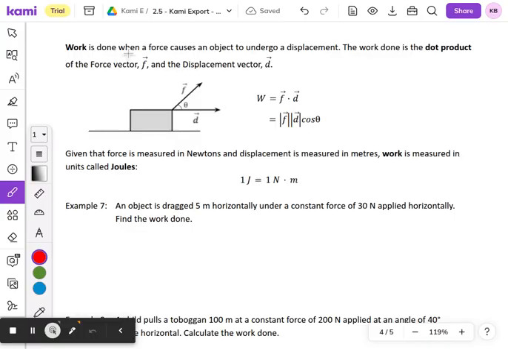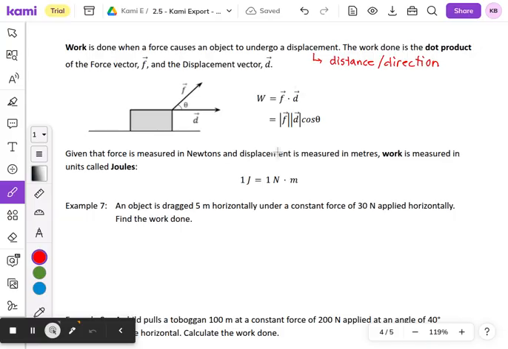Okay, so it says here work is done when a force causes an object to undergo a displacement. Now remember, a displacement is a distance in a particular direction. Okay, so it's a vector quantity. So the work done is just the calculation where you take the force vector and find the dot product of the force vector and the displacement vector.